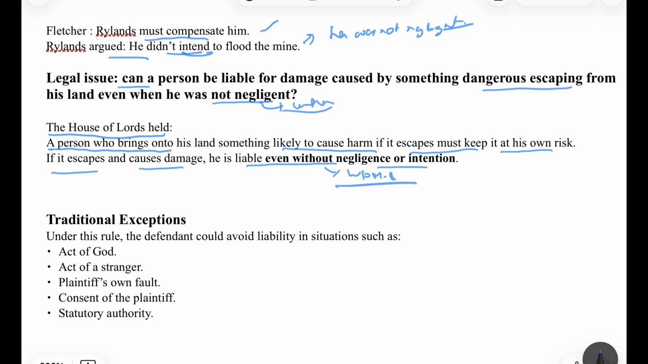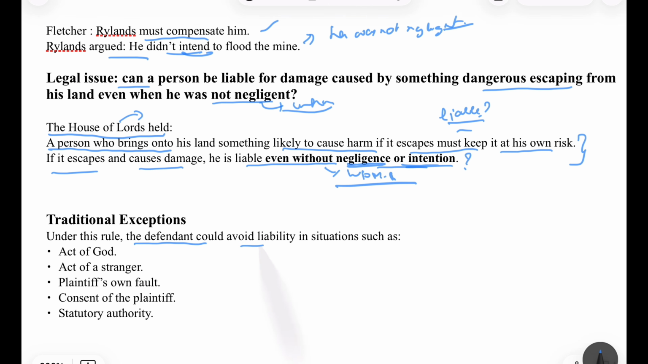Now, firstly, why was Ryland held liable? Because there are certain activities that create their own risks, and they must bear the consequences if it escapes. So the injured person should not have to prove negligence or intention. These are the lines quoted in the House of Lords judgment. There are certain exceptions to this strict liability as well.